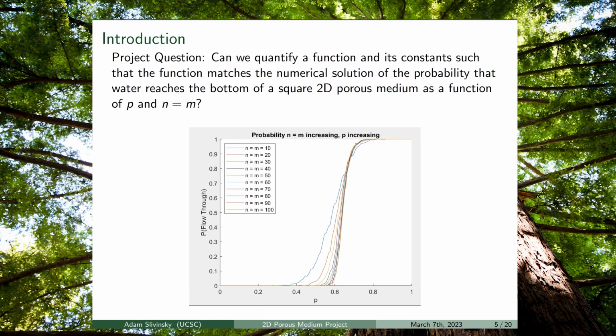So the question that I formed, and the question that will be answered in this project, is can we quantify a function and its constants such that the function matches the numerical solution of the probability that water reaches the bottom of a square 2D porous medium as a function of p and n equals m?